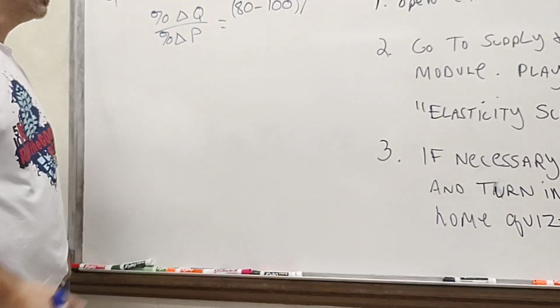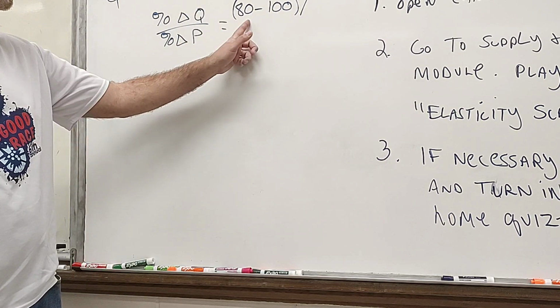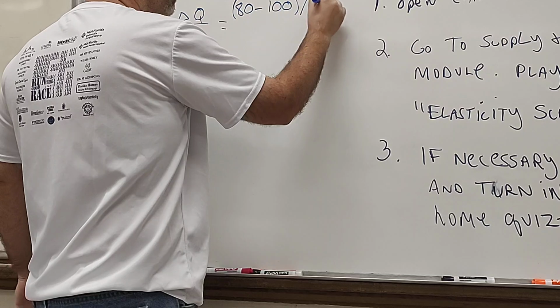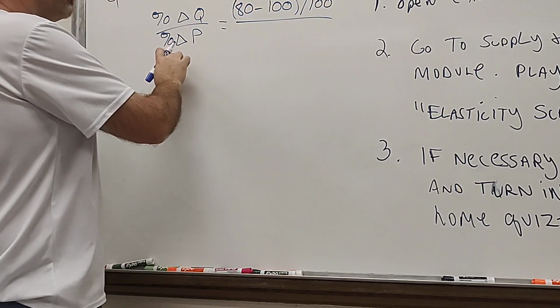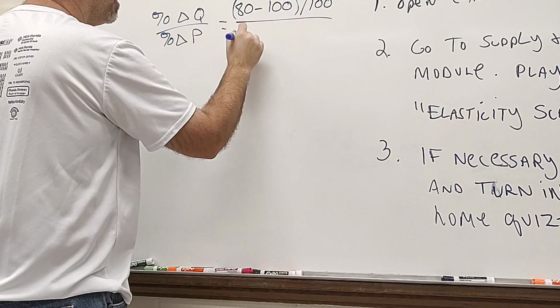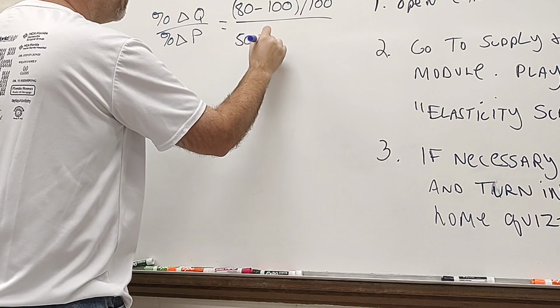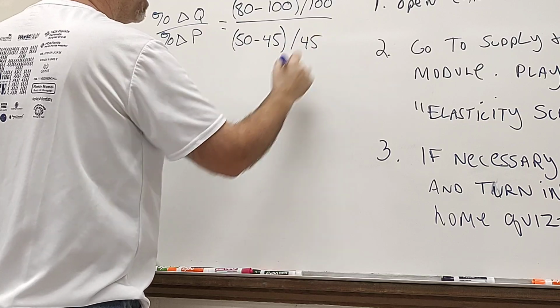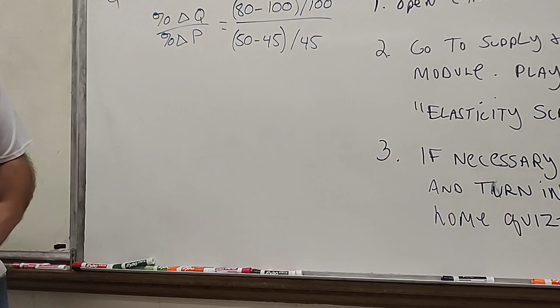Okay. So new, which is 80, minus old, 100, over old, 100. Same thing with price, okay? What is my new price? 50. What's my old one? 45. Over 45, okay? So now we do our PEMDAS.